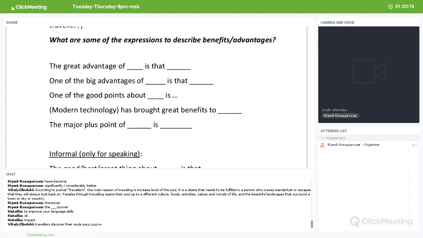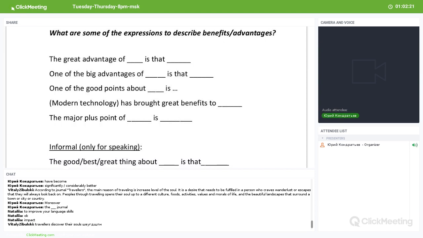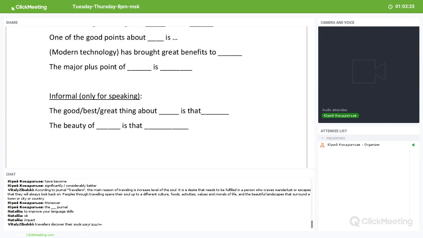In your speaking, you are sometimes also asked what are the advantages and disadvantages. And besides the expressions that I already mentioned, you can also say that the good thing about traveling is that, the best thing about traveling is that, the great thing about traveling is that. But please do not use these expressions in your writing because it's not suitable style. The beauty of traveling is that. You can also say it.